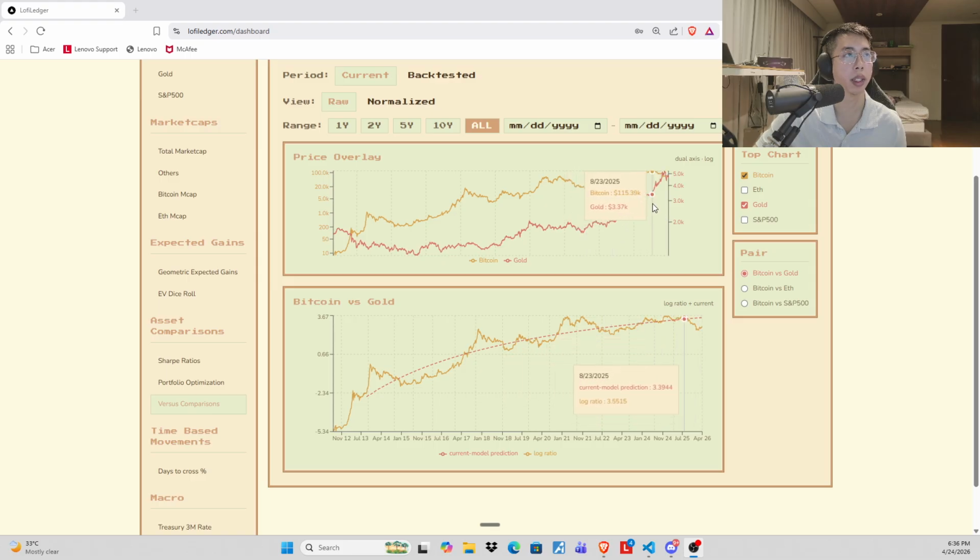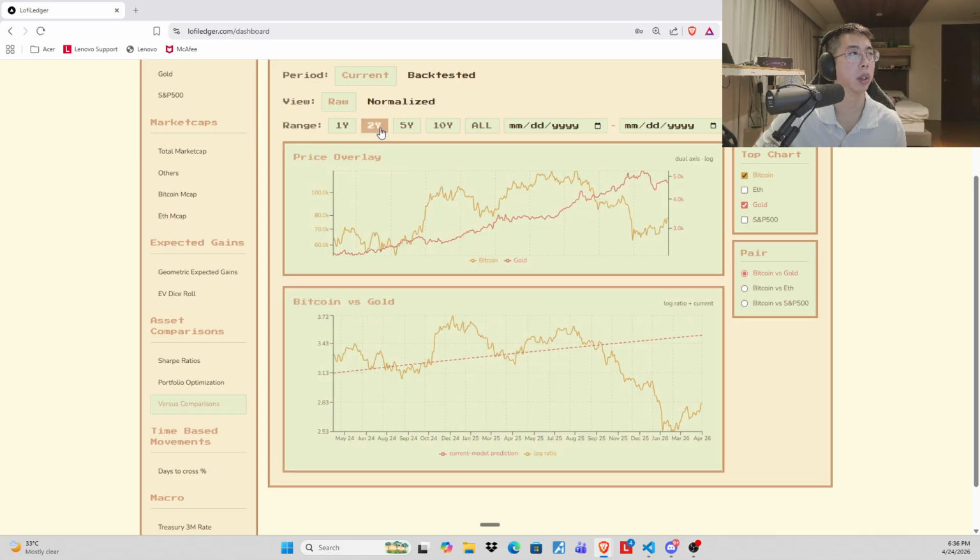But in recent years, if we only go back the past 2 years, Bitcoin has been going down and gold is going up, right? So you can see that there are always cases where some assets have certain momentum while certain assets are losing momentum, right? So how do we identify these things? The bottom chart is basically dividing the top charts together. So here we have Bitcoin divided by gold.